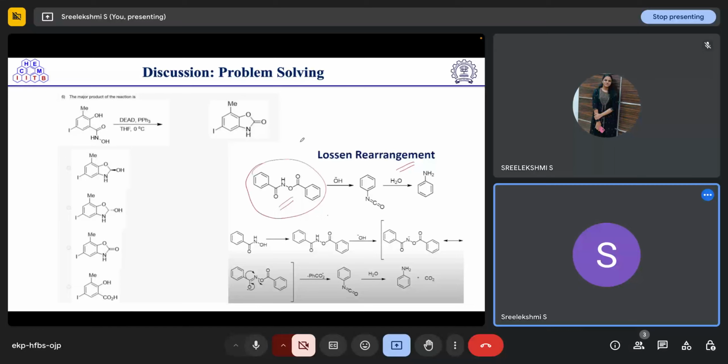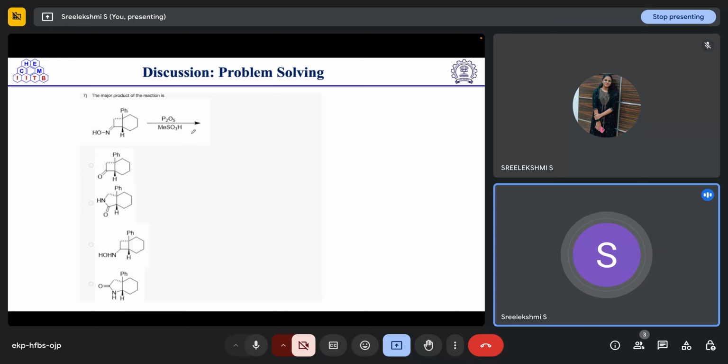Moving to the next question, the major product of the reaction. So here we have this hydroxylamine and treating with this methanesulfonic acid and this phosphorus pentoxide, which will be the major product.